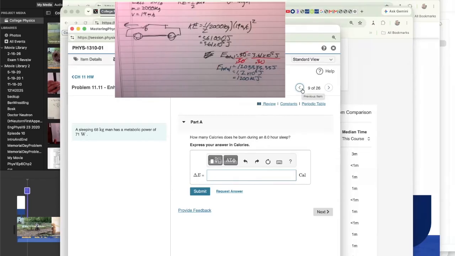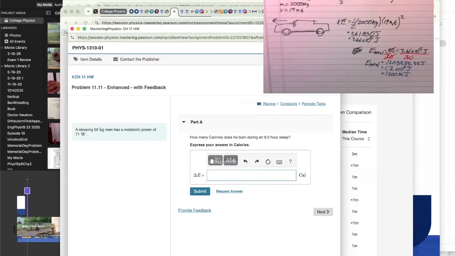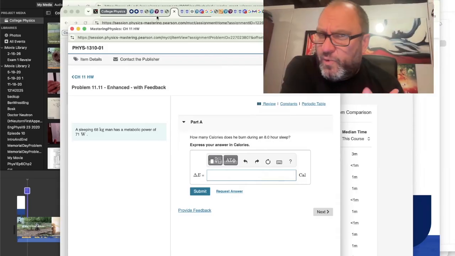How many calories does he burn during 8 hours of sleep? Okay, a sleeping 68 kilogram man has a metabolic power of 71 watts. Okay, we have not talked about watts. I think now is going to be a good time to talk about watts.